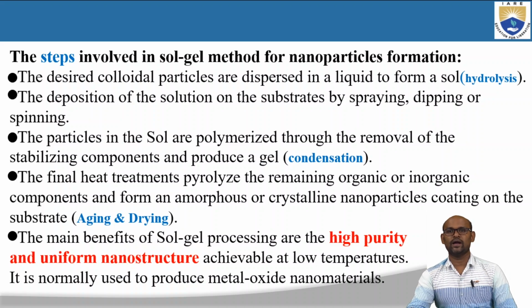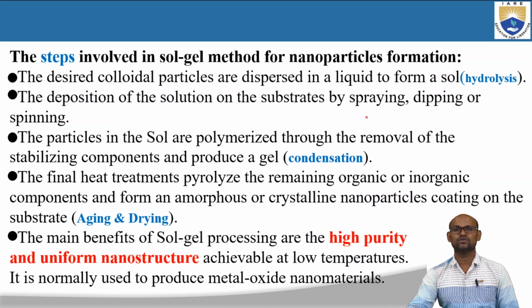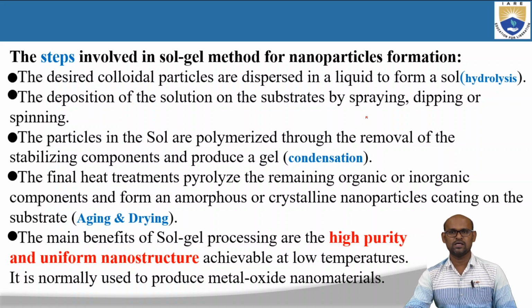So the desired colloidal particles are dispersed in a liquid to form a solution. First we need to dissolve the colloidal particles in a solution, and then deposit the solution on the substrate by spraying, dipping or spinning. Once we get the solution, we are going to deposit this solution on a substrate by various techniques like spraying, dipping or spinning. The particles in the solution are polymerized through the removal of the stabilizing components and produce a gel.